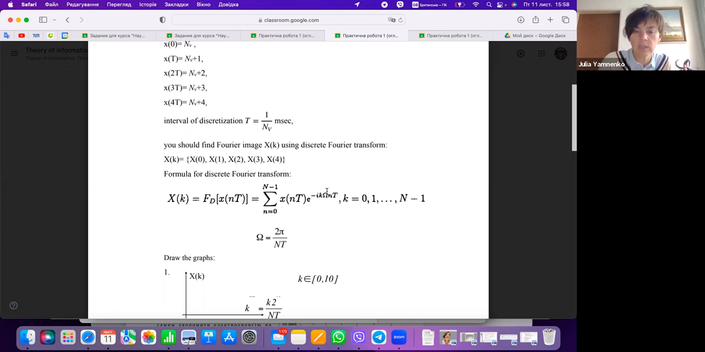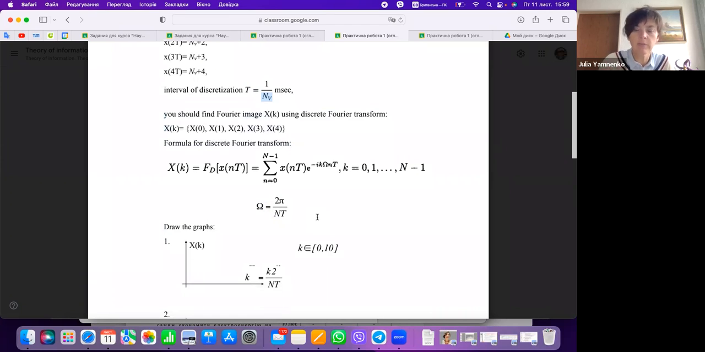And as regards this capital Greek letter omega, it can be found using this formula: omega equals 2 pi over N capital T. N capital is again equal to 5, and T is the period of discretization. You have it also depending on your variant number, right? So you can find omega, and then you put everything into the sum, and you obtain 5 different values of the spectrum components.